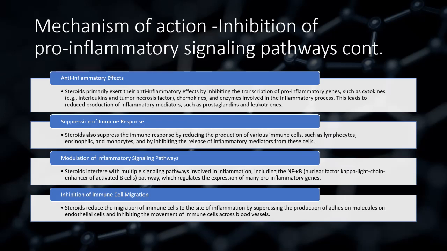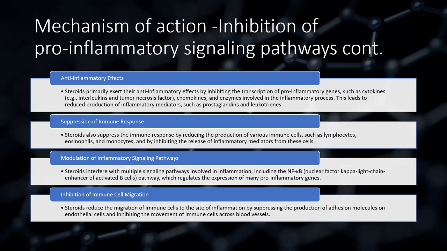Modulation of inflammatory signaling pathways. Steroids interfere with multiple signaling pathways involved in inflammation. One key pathway is the NF-kappa B, nuclear factor kappa light chain enhancer of activated B cells, pathway. This pathway regulates the expression of many pro-inflammatory genes. By inhibiting the NF-kappa B pathway, steroids can effectively reduce the expression of genes that drive inflammation, contributing to their potent anti-inflammatory effects.